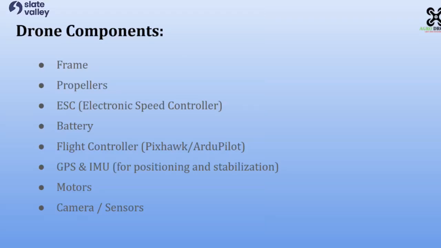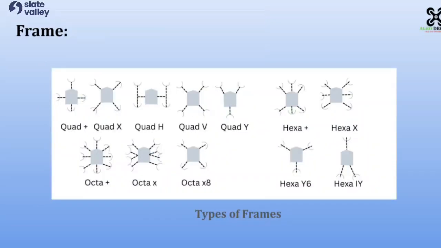The sensors come into the picture if we want obstacle avoidance or precision landing. These are the basic components to build a basic drone. Now we can see the types of frames.